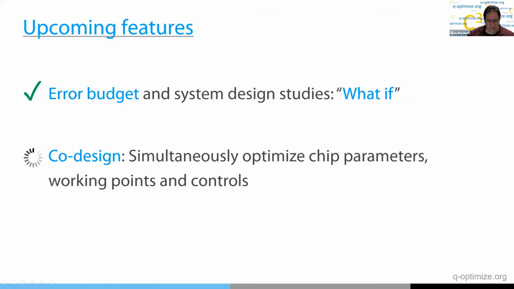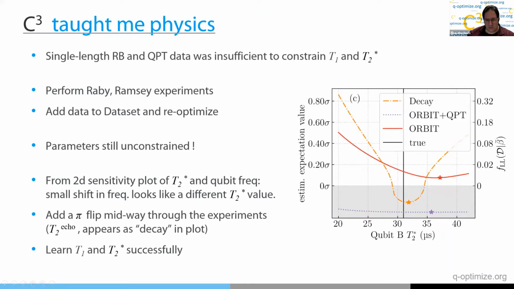Oops, don't know why it went back. T2 star is well localized and it's more or less correct. So C3 pointed out this T2 echo issue that we forgot as theoreticians. Of course, the experimentalists know all about it, but they live with the system every day.